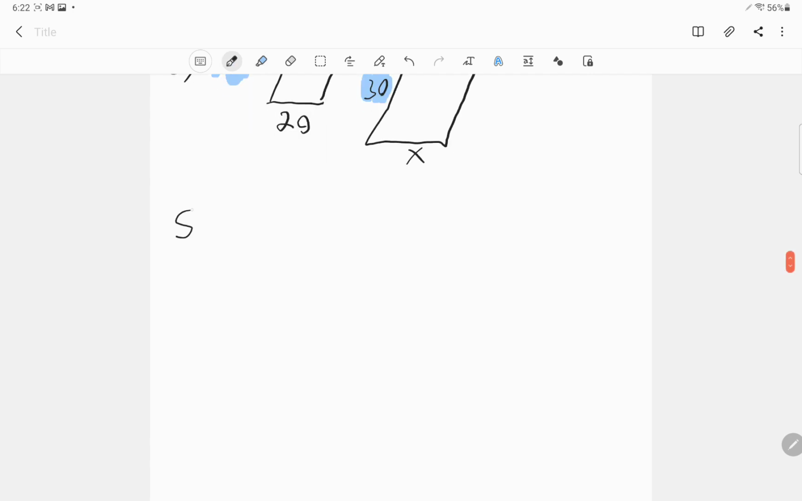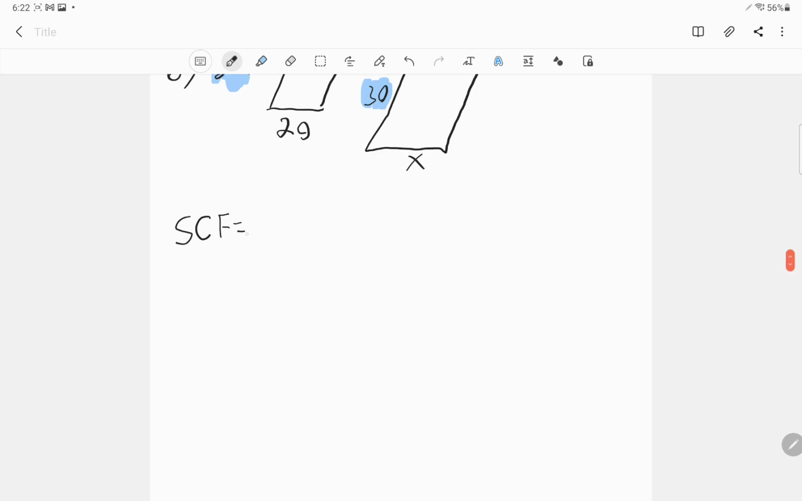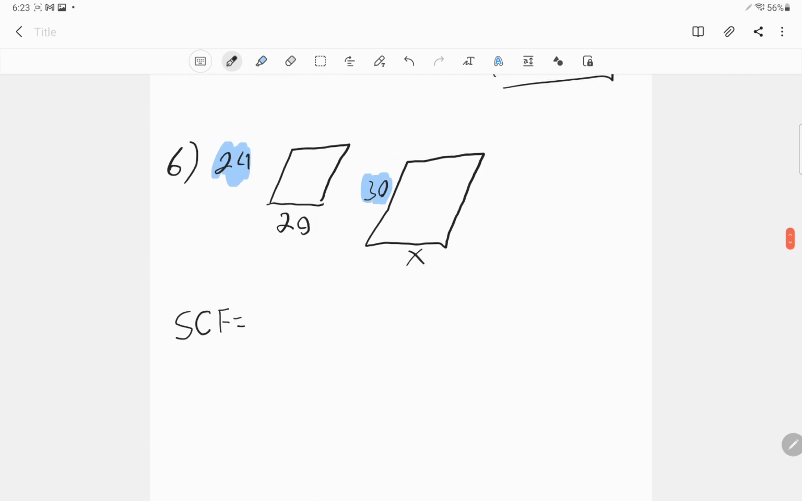Scale factor, I'm just going to write CSF. The scale factor is going to be big number over small number. In this case, it's going to be 30 over 24, which is going to give me my scale factor.